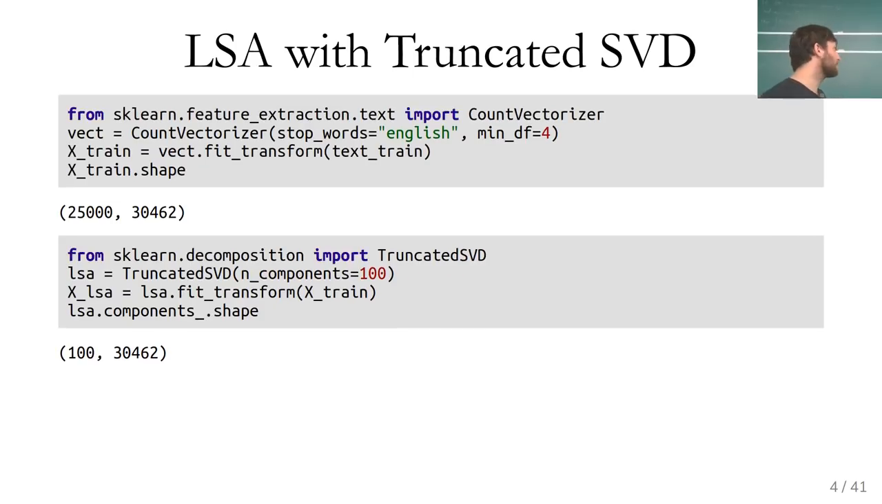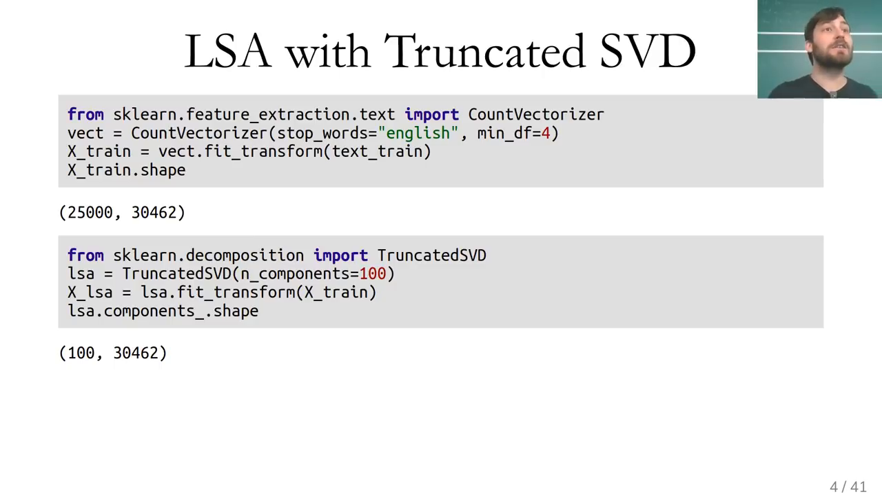In scikit-learn, you can easily do that with the TruncatedSVD, which just does an SVD and then drops the least significant components. Here, I do my bag of words representation with the CountVectorizer. I mentioned last time that for unsupervised algorithms such as this, it might be important to drop the stop words. Otherwise, because stop words are very, very common, they might dominate the whole representation. So I removed the stop words and I set min_df equal to 4 to get a slightly smaller vocabulary.